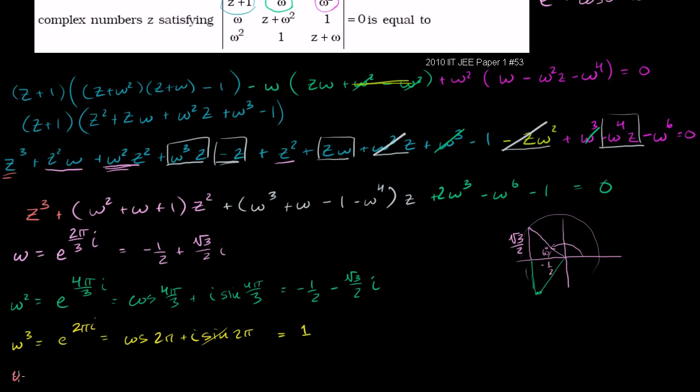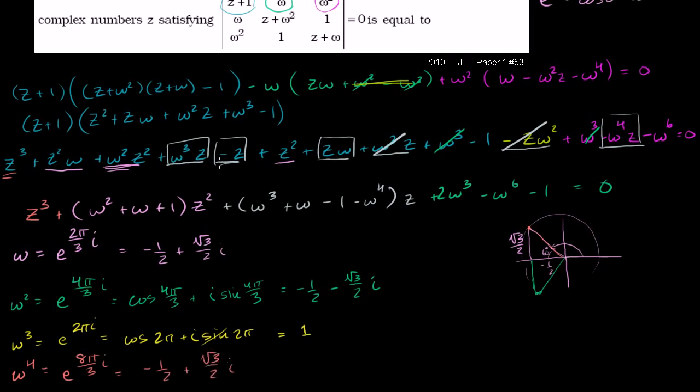Then we go to omega to the fourth power, because that also shows up in these expressions. So omega to the fourth power is equal to, we just multiply it times 4, e to the 8 pi over 3 i. That 8 pi over 3 is essentially the same angle as 2 pi over 3, since this was 2 pi over 3, this is 4 pi over 3, this is 6 pi over 3, and then 8 pi over 3. So its value is going to be the same: negative 1/2 plus square root of 3 over 2 i.